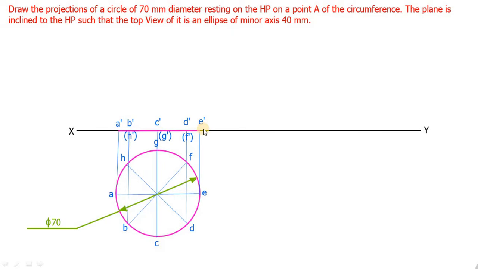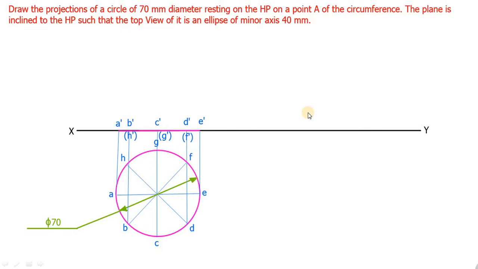Clear? Next step, the plane is inclined to HP. We don't know the inclination towards HP, so we can't draw the front view in the second position, but they have given the top view. The top view is an ellipse. The top view in the second position is an ellipse of minor axis 40. In an ellipse, we know what the major axis and minor axis are.